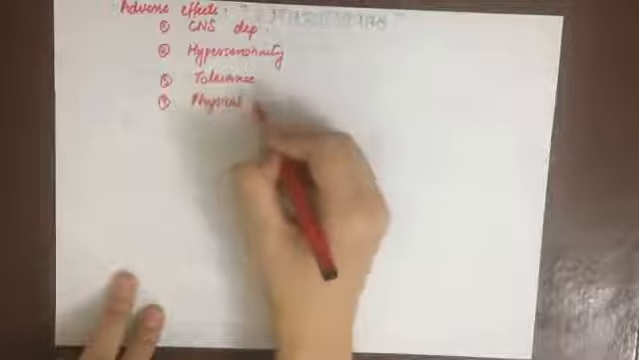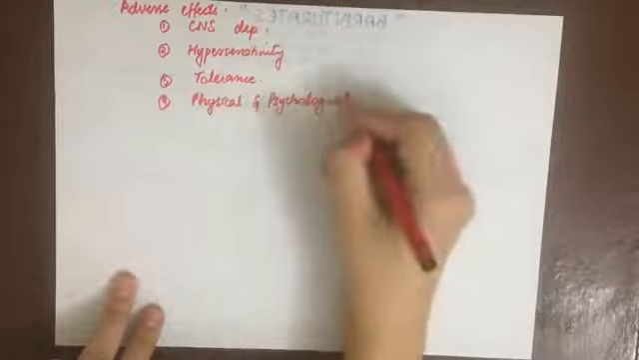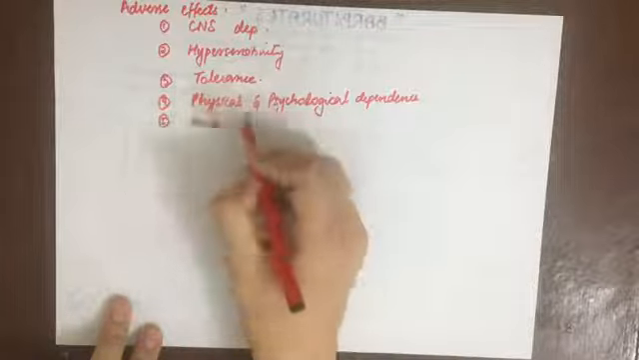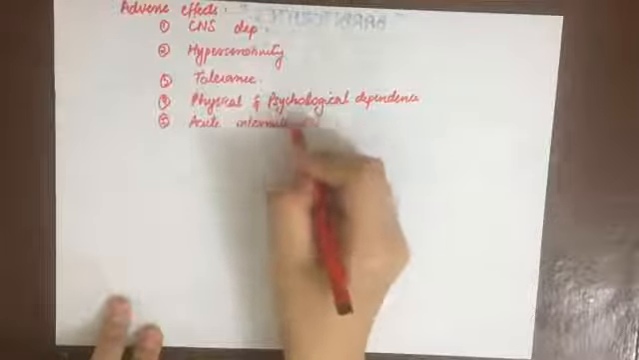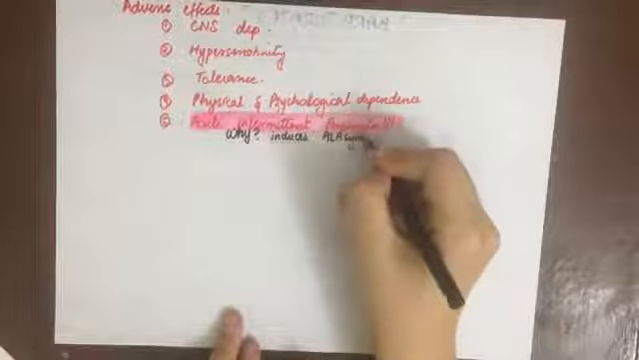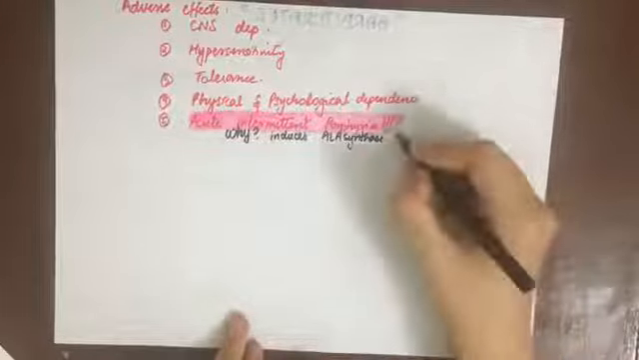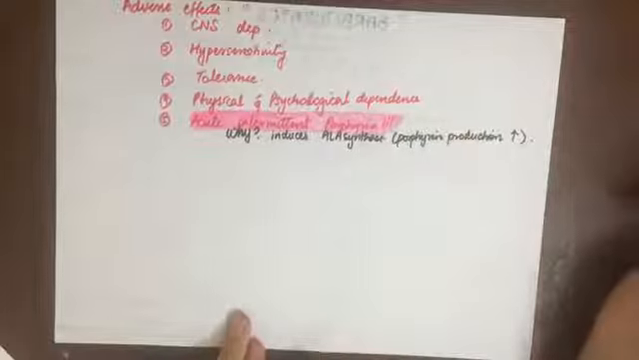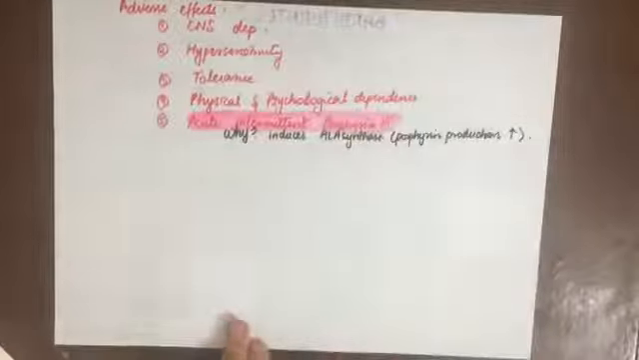Hypersensitivity reactions such as skin rashes and itching are common. Tolerance can develop on repeated use, and prolonged use can cause physical and psychological dependence. Now, one adverse effect that I want you to remember is acute intermittent porphyria. Now, why does it occur? Because we know in porphyrin synthesis, the chief enzyme is ALA synthase. So it induces that enzyme as well, so it increases the porphyrins in the body and thus porphyria.